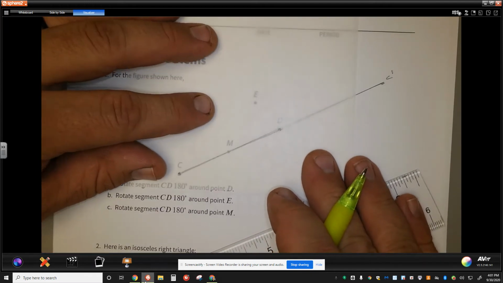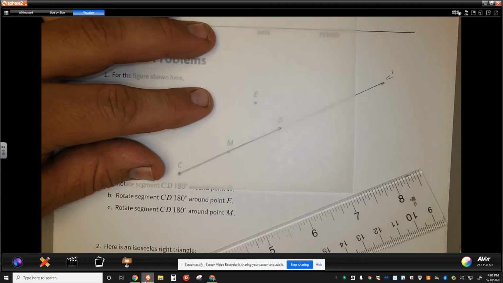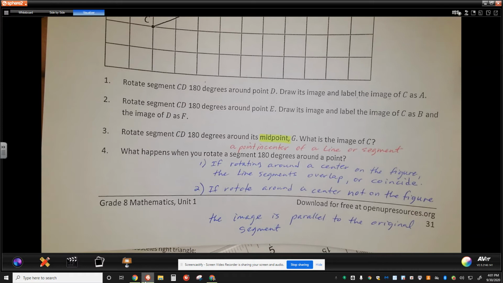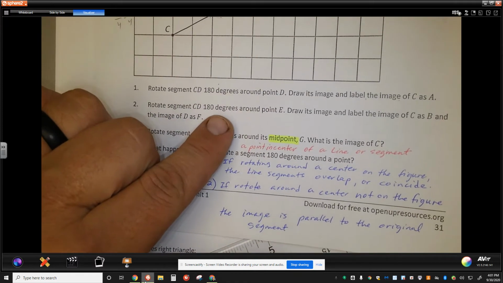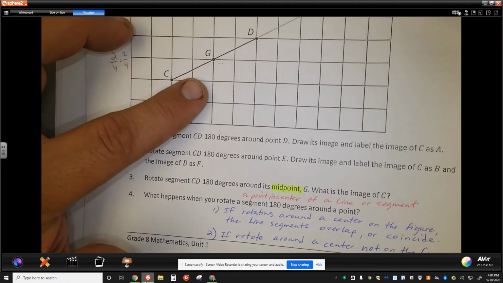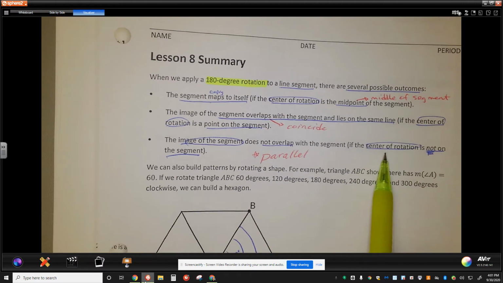rotate around center E 180 degrees. Last time, when we rotated off of the point, we did point E right here, we found out that the image went off of its original, and then in our summary we recognized that when it's not there, we're going to have parallel lines.